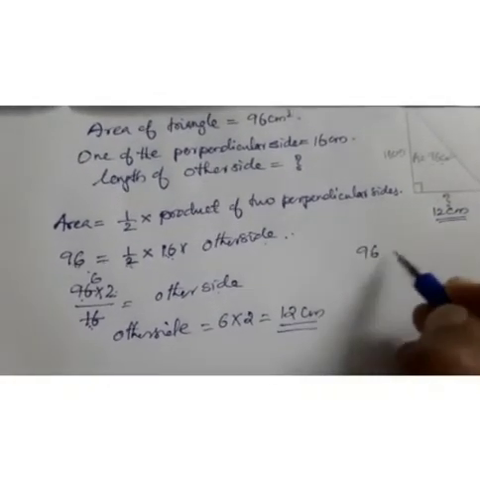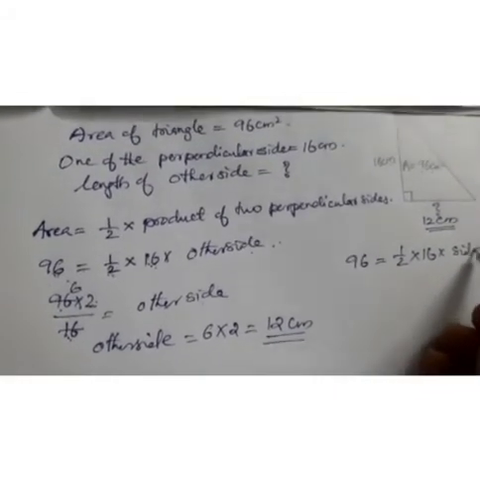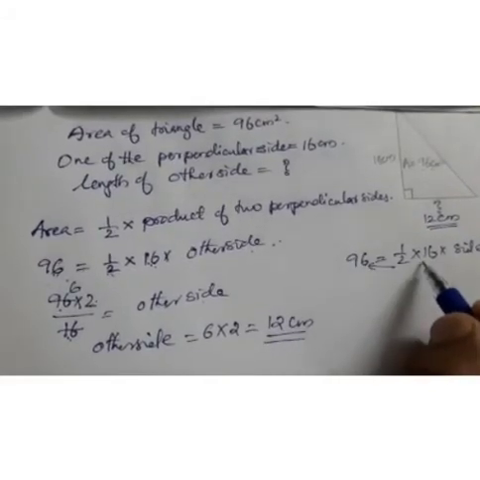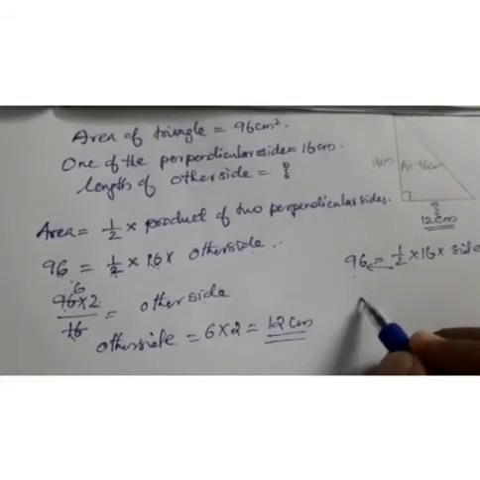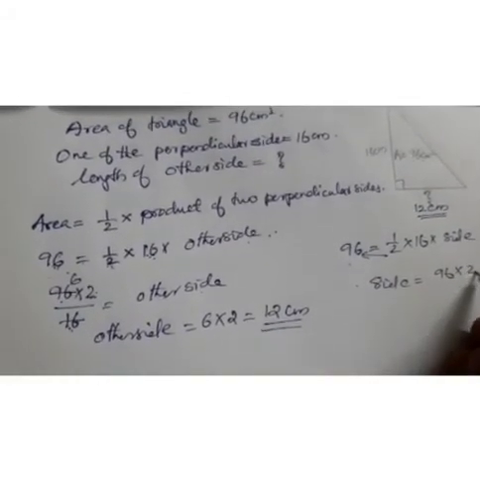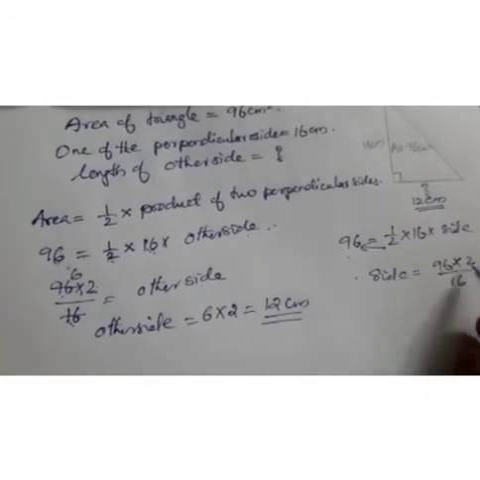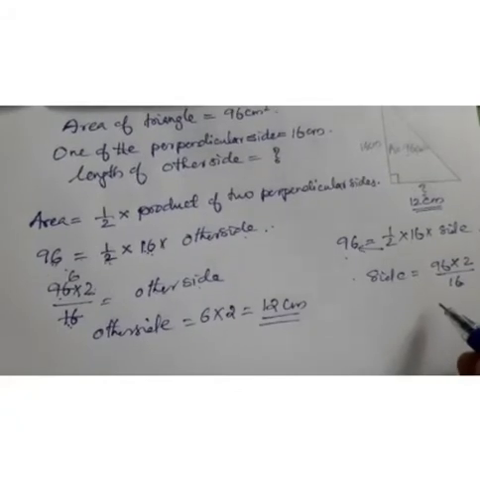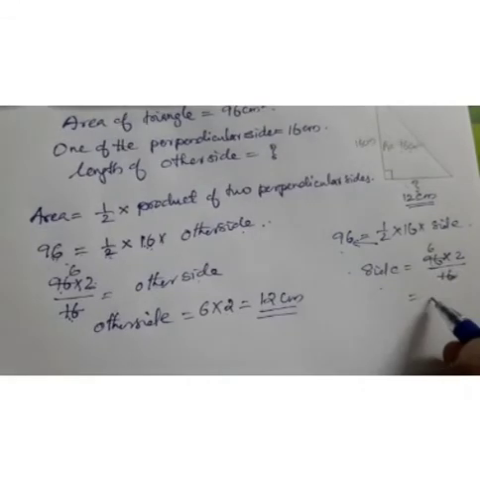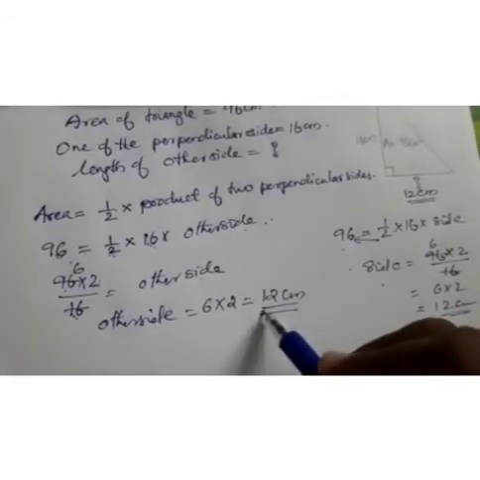So 96 is equal to half into 16 into the other side. So 2 should be multiplied here, 16 should be divided to this side. So side is equal to 96 into 2 by 16. Area multiplied by 2 divided by the perpendicular side, you will get the other side. So 16 6s are 96, 6 into 2, it is 12 centimeter. That we got here.